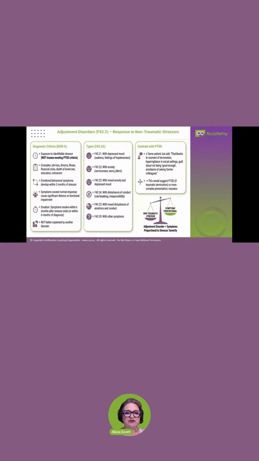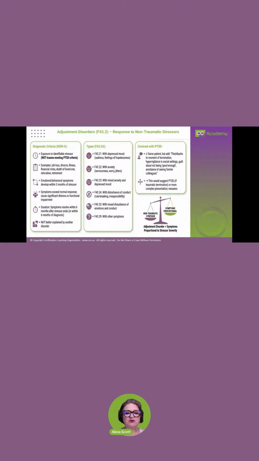Now, how do you distinguish it from PTSD? If the same patient had flashbacks to the moment of, say, termination, hypervigilance in social settings, and guilt about not being good enough, avoidance of seeing former colleagues, that would suggest PTSD if it was a traumatic termination, or a more complex presentation. So you've got to reassess the situation.